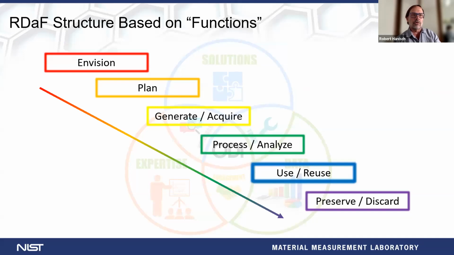So these 6 core phases or functions are envisioning, planning, generating and acquiring, processing and analyzing, using and reusing, and preserving and discarding. And I'm sure many of you have seen different models for the research data lifecycle. This is but one of a number, but we think that these 6 categories pretty well characterize the research data lifecycle. Next, please.